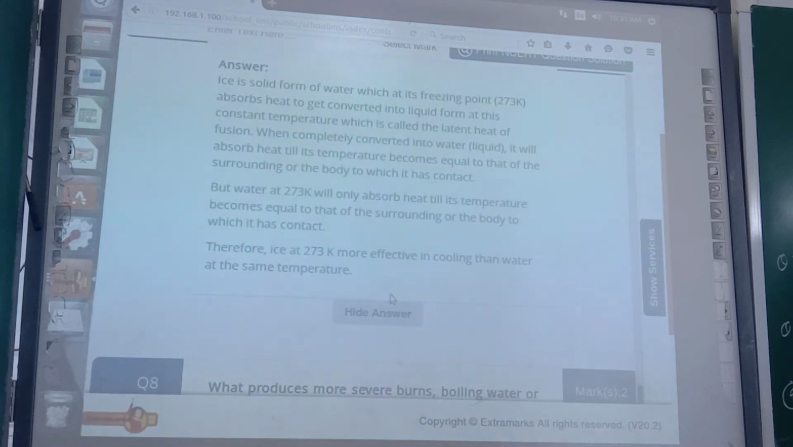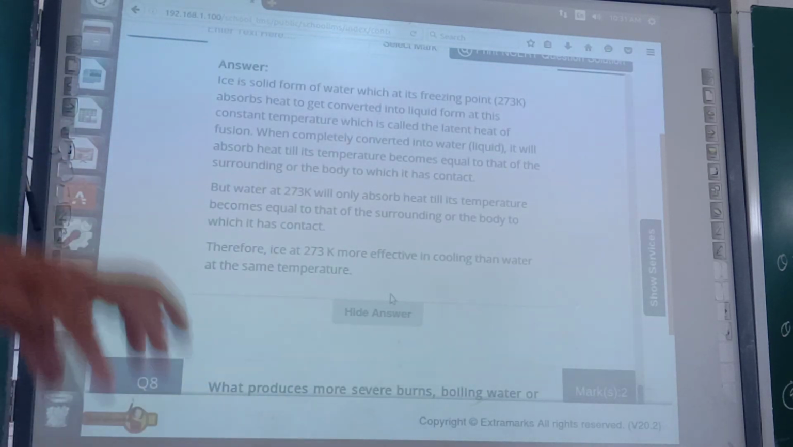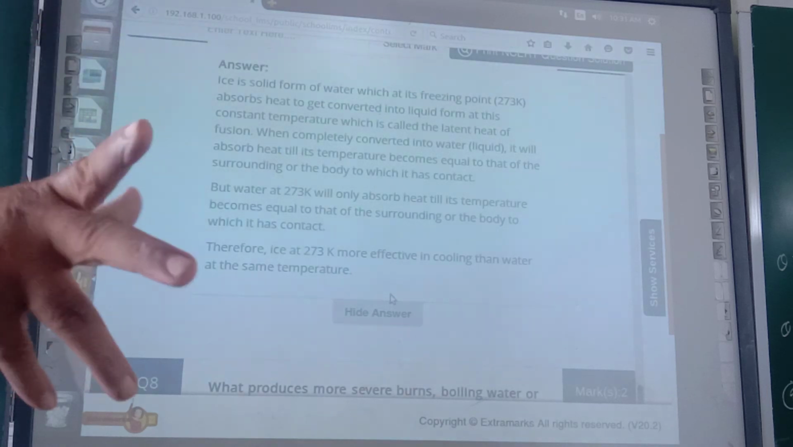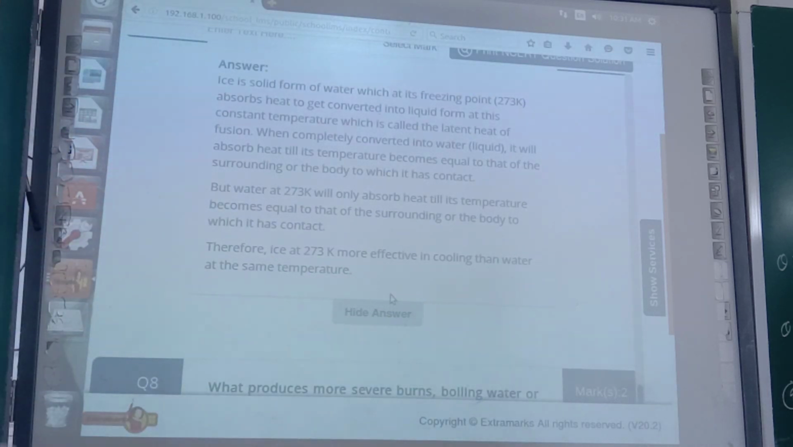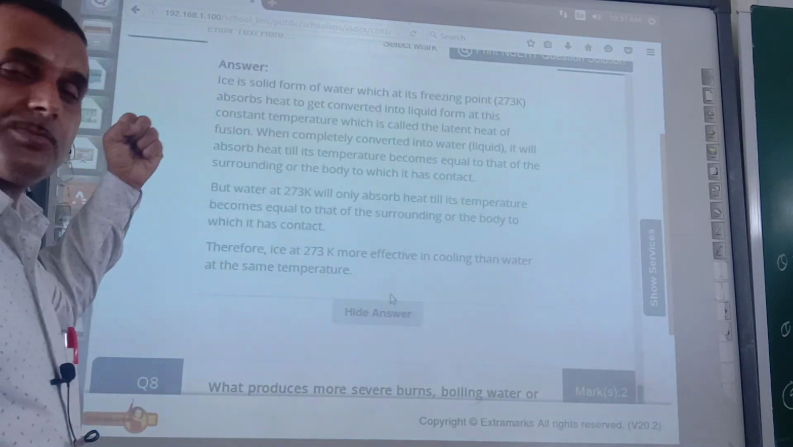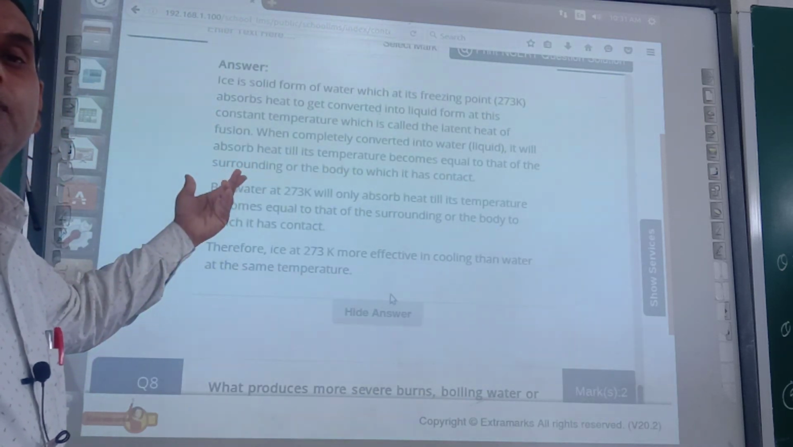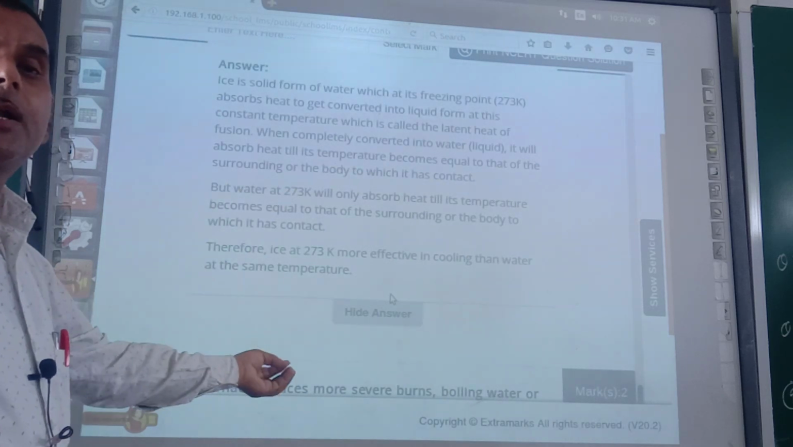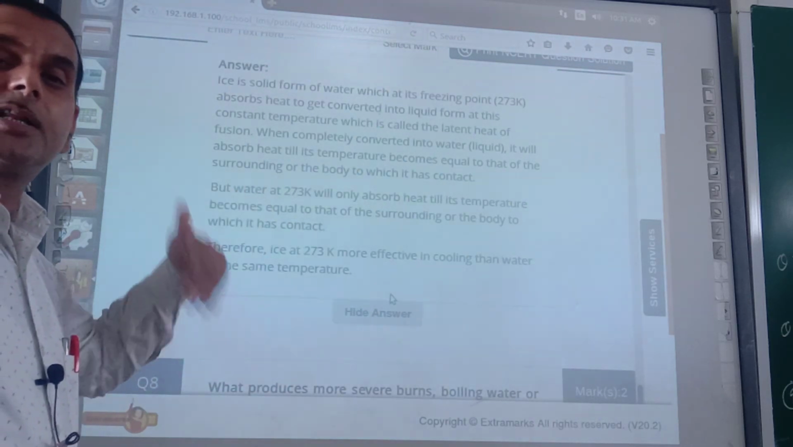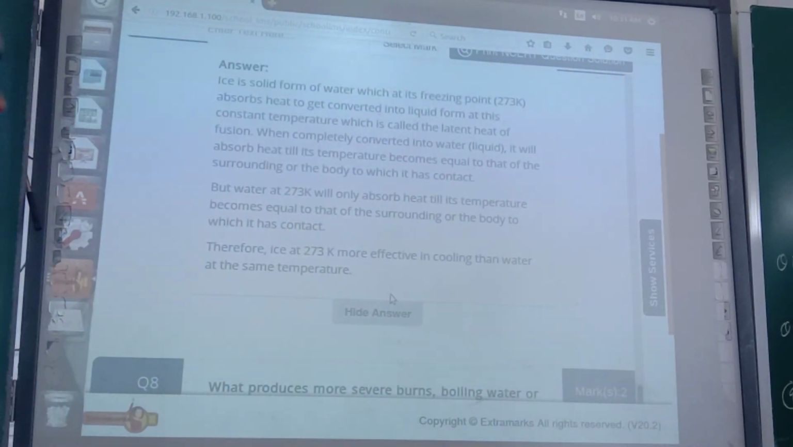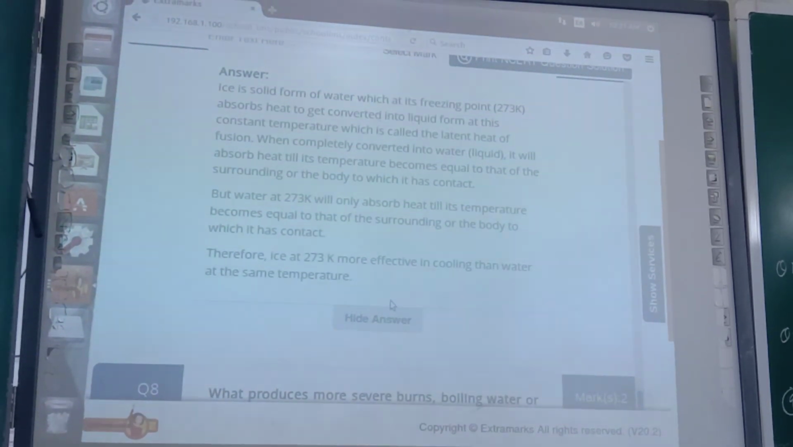Okay. Any substance absorbs heat so that their temperature becomes equal to the surrounding temperature. Okay. So just see, here ice will absorb and immediately it will be converted into liquid state and it will provide more cooling. Here what is there? Water will absorb a little bit of heat so that their temperature becomes equal to the surrounding temperature. So that is why ice is more effective in cooling than water at the same temperature. Okay. I hope that you understood this one.